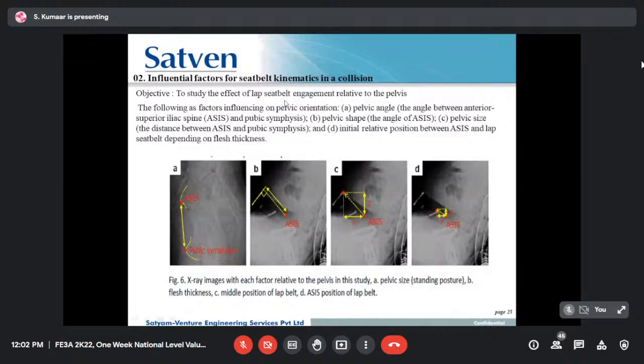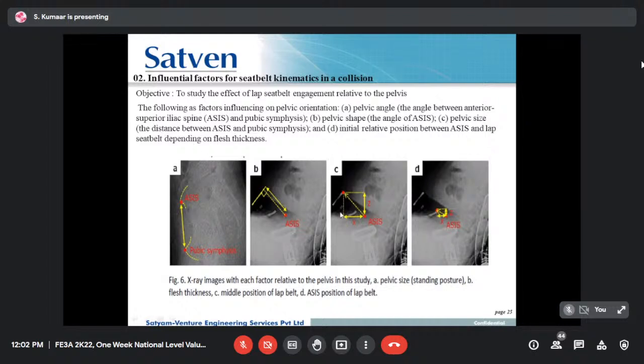So what are the parts influencing the seat belt movement? Here it is called the lap belt, not the seat belt. The following factors influence the pelvis orientation: one is the pelvic angle, another is the pelvis shape and pelvis size, and the initial relative position between the ASIS and the lap belt.